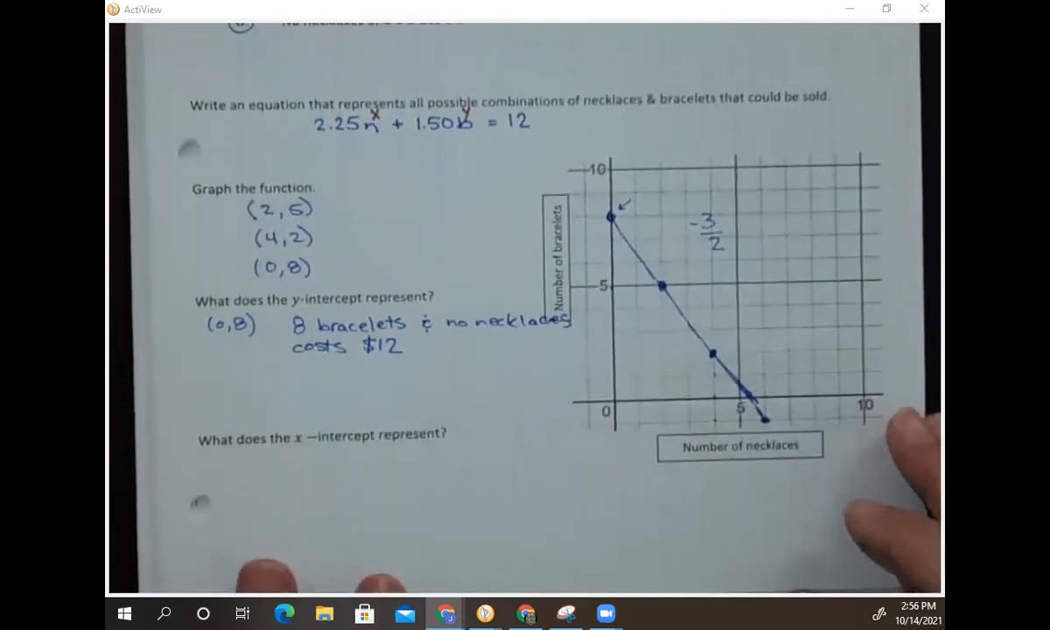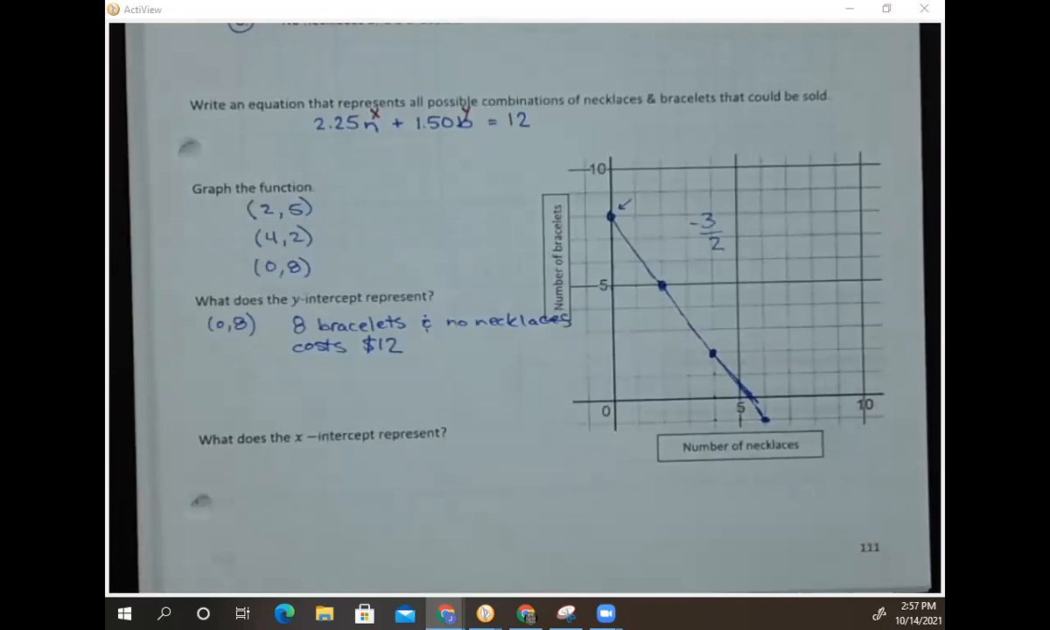Now, what does that mean in the context of my problem? It just means that basically it's the number of necklaces that I could sell for exactly $12 if I sold no bracelets, right? Now, I want you to remember that we're not talking about pounds of goods from the bulk aisle. This time we're talking about necklaces and bracelets, right? It's a different idea here, okay?